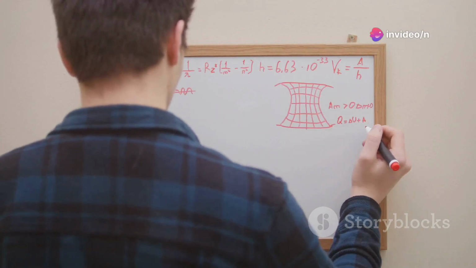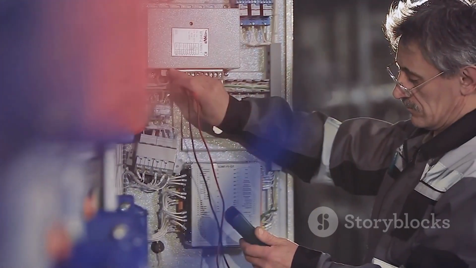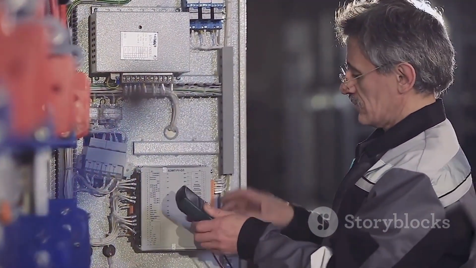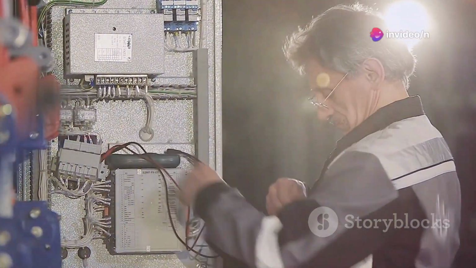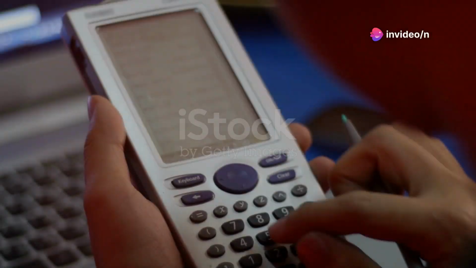In a nutshell, RMS is like a universal translator for the language of electricity. It bridges the gap between the fluctuating world of AC and the steady world of DC, enabling us to work with AC circuits effectively and safely.